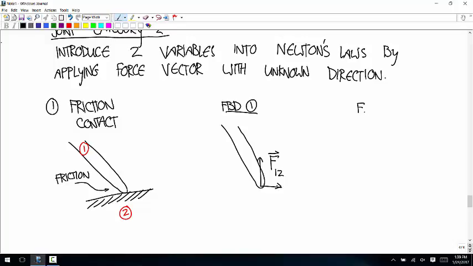And then a free body diagram of body 2. Newton's third law says it has to be equal and opposite. So you can write this as the force on body 2 by body 1. Newton's third law says that's negative F12.